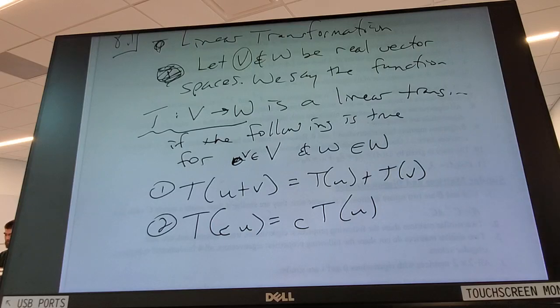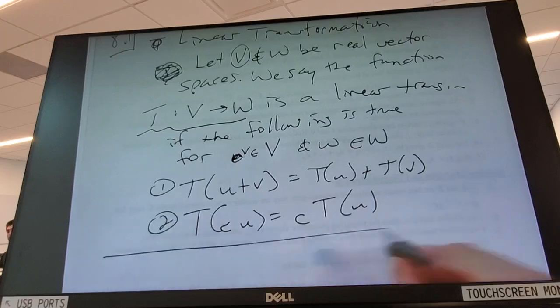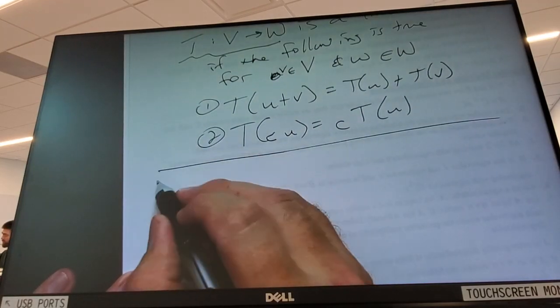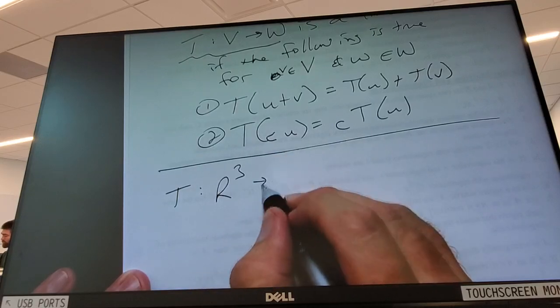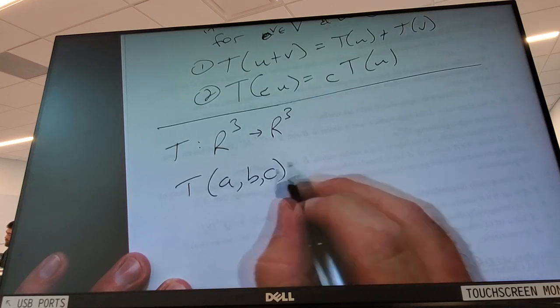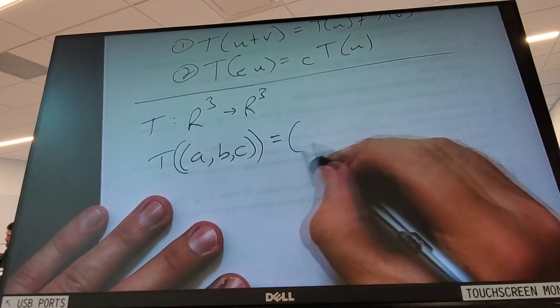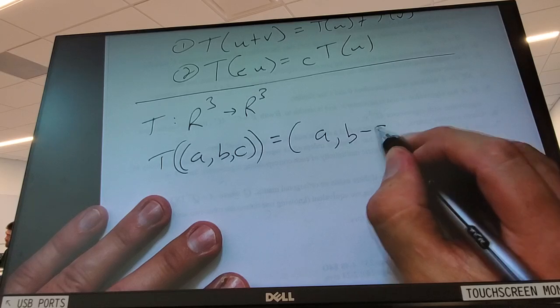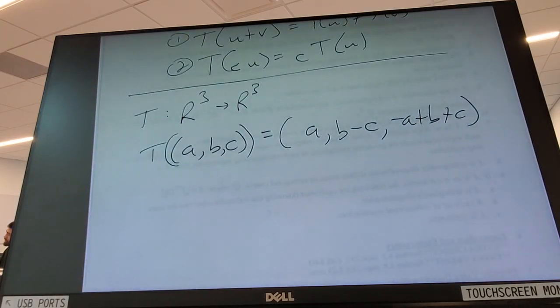Okay, let's do a concrete example. This isn't too terrible, I don't think. Let's say that I have a transform that takes R cubed to R cubed. So what it does is, when I feed it, because it's hungry, the vector a, b, c from R cubed, what comes popping out is this vector. I think that's okay. Yeah, that'll work.